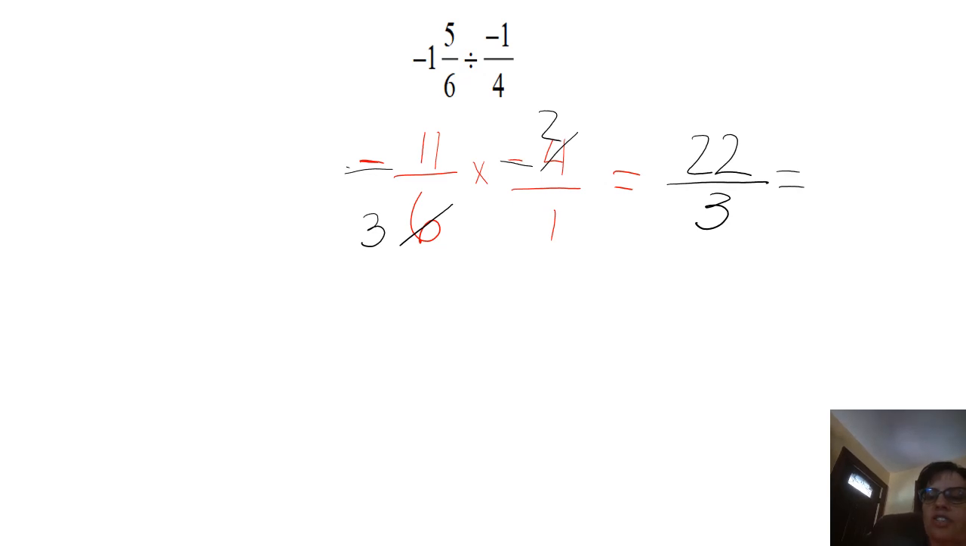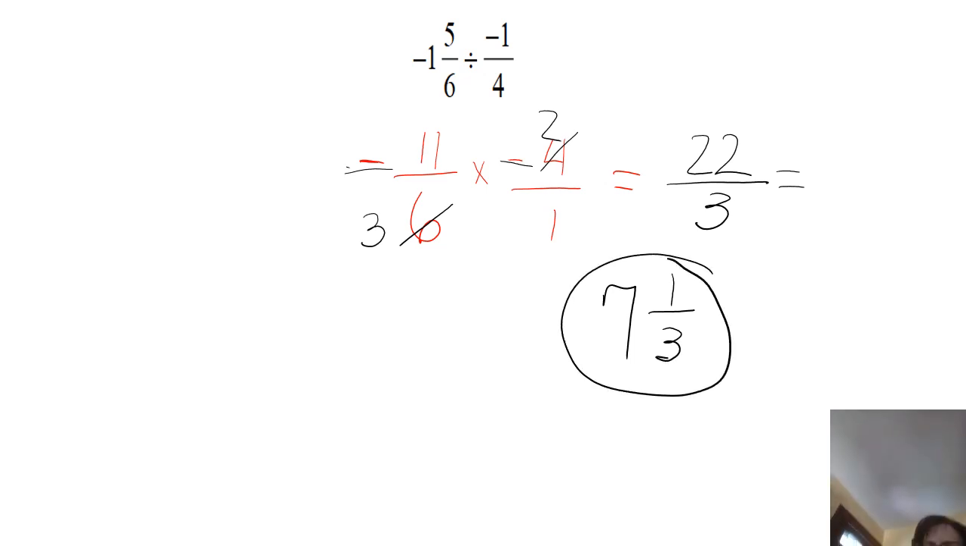And now let's change it to a mixed number. When I divide 22 by 3, I can do that 7 times. And 7 times 3 is 21. So when I take 21 away from that 22, I have 1 left over. And then keep your denominator. The answer is 7 1/3.